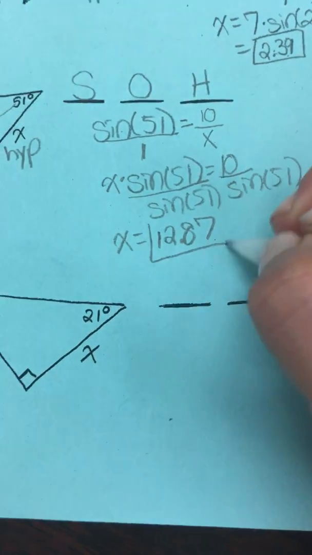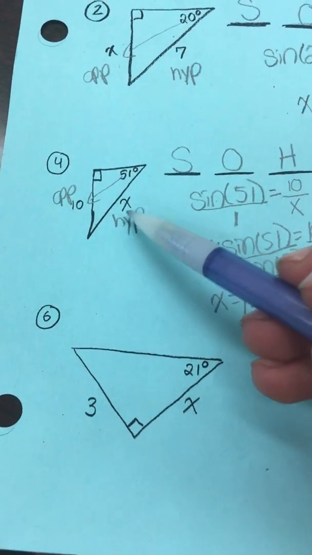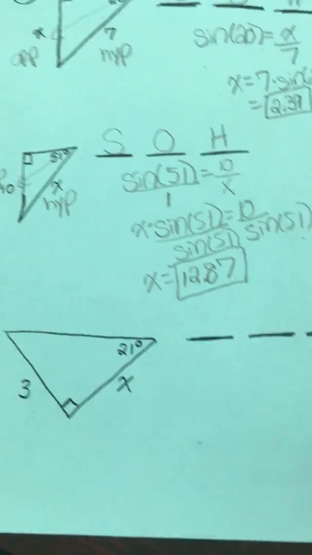Make sure that it makes sense in your picture. Yes, the hypotenuse has to be longer than the legs, so we should be good there.